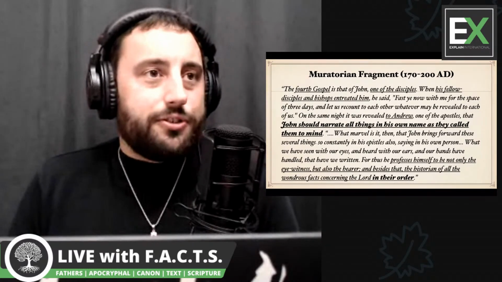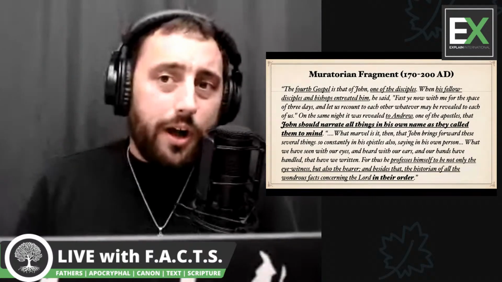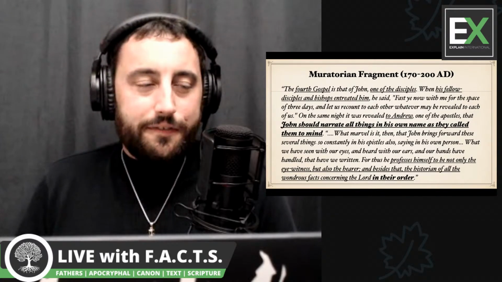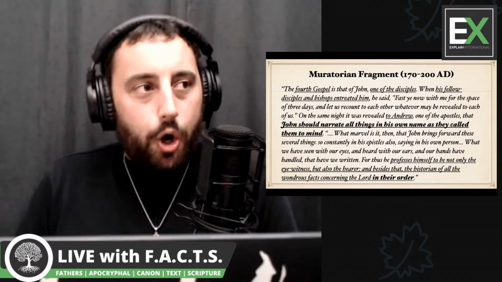Now, there's good argument to John the Elder being one of the disciples as well, which we're not going to get into. If you missed that in previous programs, please go back and watch that. But I think it's clear here that he's talking about the apostle because he's dealing with Andrew and others who are part of that apostolic group who are still alive during this time. But it says, for thus he professed himself to be not only the eyewitness, but also a hearer. And besides that, a historian of all the wondrous facts concerning the Lord in their order. And we talked about how John's gospel last week is far more in order than the other gospels in the sense of he calculates the first miracle and all the way through the events in comparison to, say, Mark, for example, which was not written in a particular order, as Papias has told us.